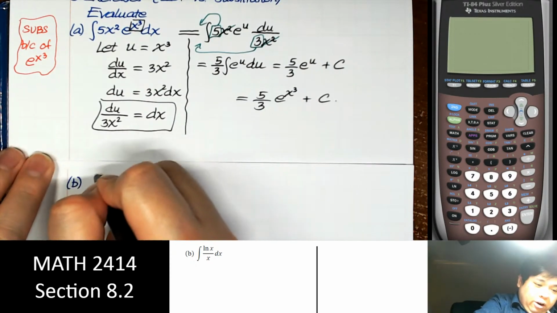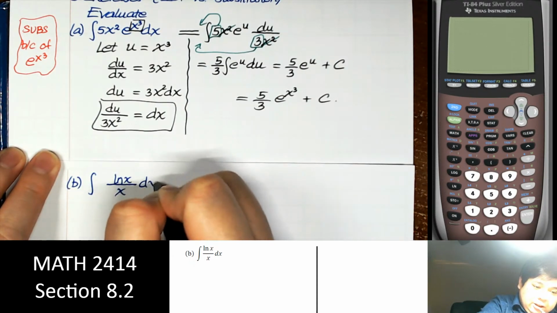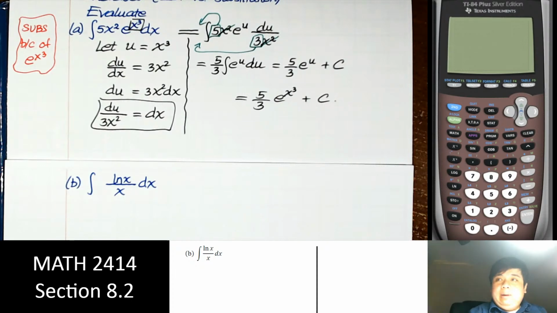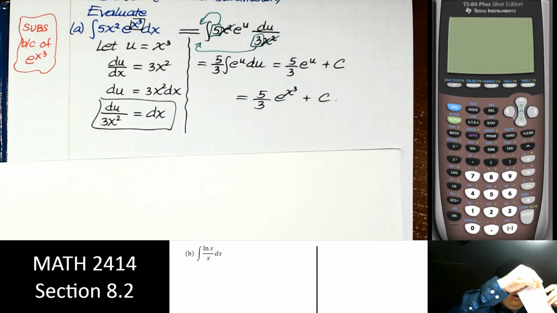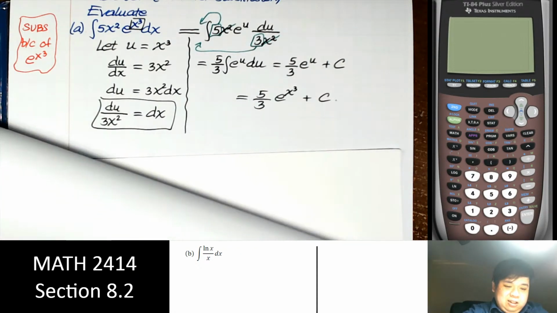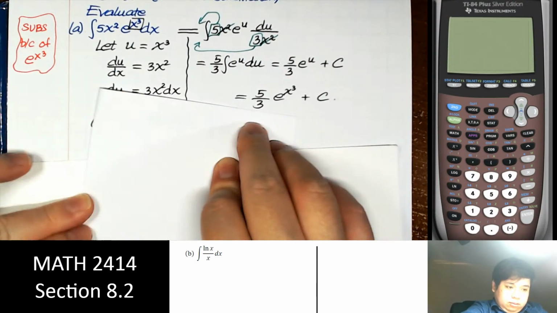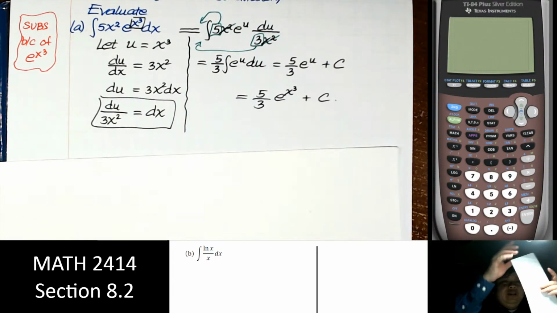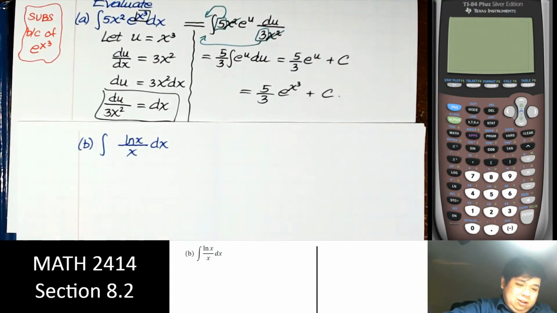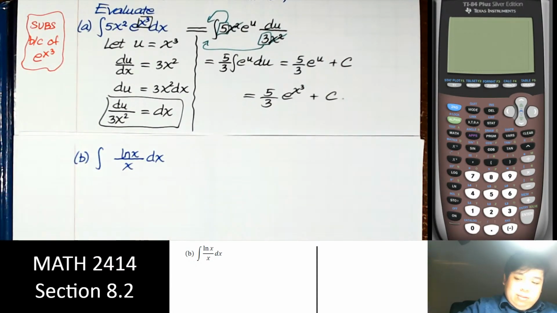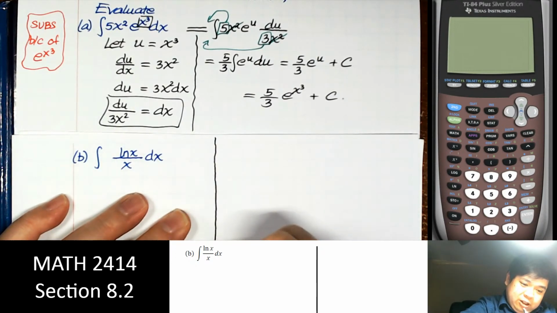B. Integral of ln of x over x dx. On the note, there's a line, which means we only need to do it on half of the page. So my question is, is this going to be integration by parts, or is that going to be substitution?